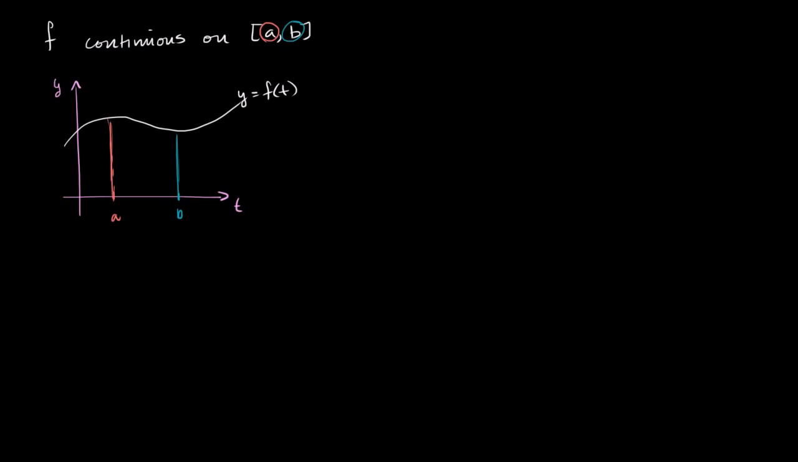Now, let's define some new function. That's the area under the curve between a and some point that's in our interval. Let me pick this right over here, x. So let's define some new function to capture the area under the curve between a and x. Well, how do we denote the area under the curve between two endpoints? Well, we just use our definite integral.